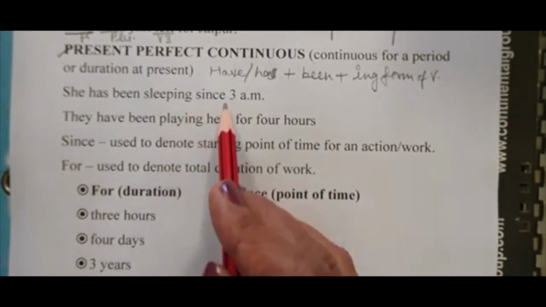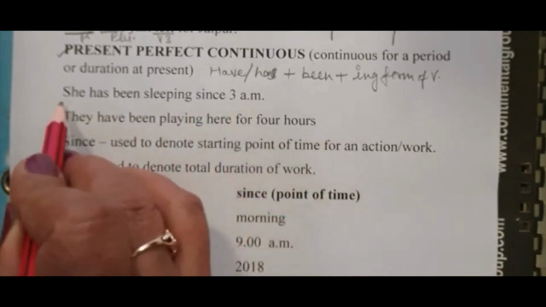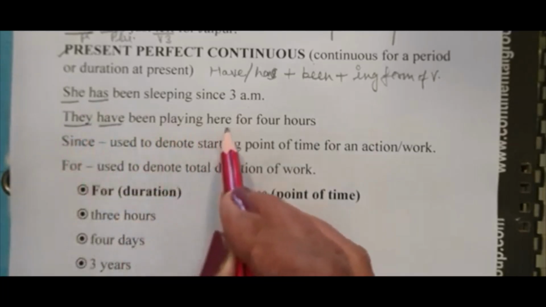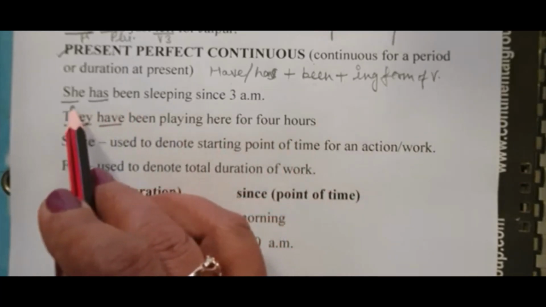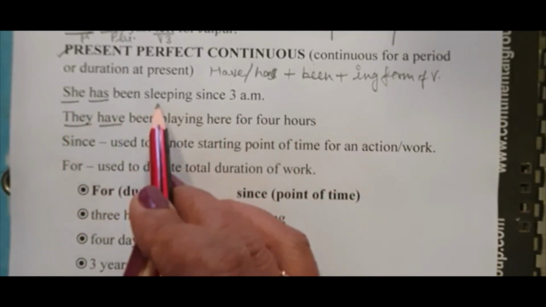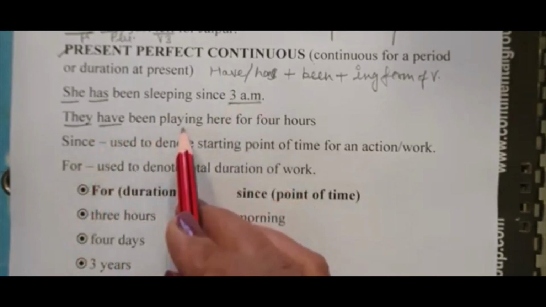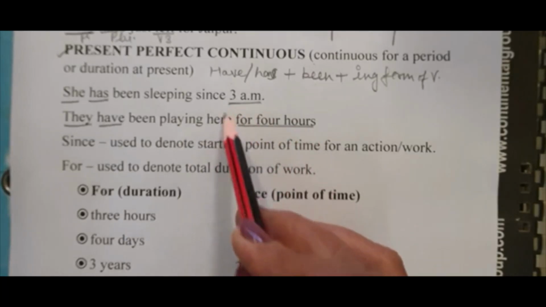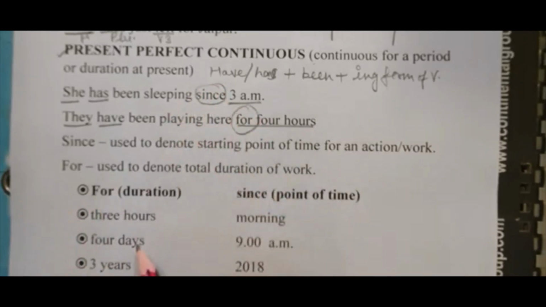Now let's see the examples. She has been sleeping since 3 a.m. She, singular, has; they, plural, have. They have been playing here for 4 hours. So you can say this work is continuous since a particular time. And this also, work has been continuous for some duration. And this is the difference between the usage of since and for.